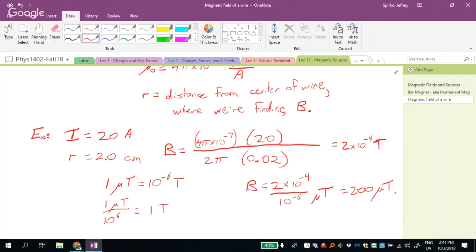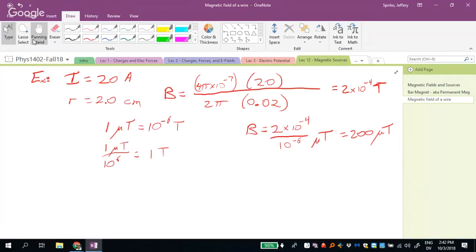You could go 4 times less, and then you'd be at the strength of Earth's magnetic field. So you could go 4 times further away, to 8 centimeters. So if you're within a circle of diameter 16 centimeters near that wire, a compass just isn't going to work right. It's going to work weird. Now, I want to do the direction.